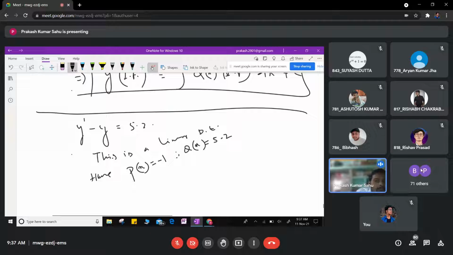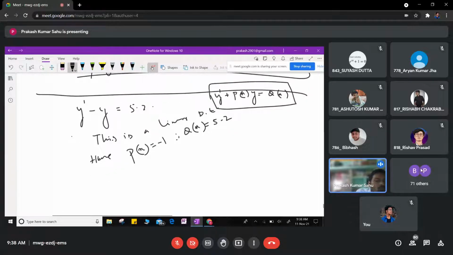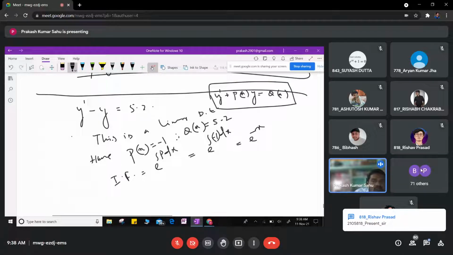Because what is the formula? This is y dash plus px into y is equal to qx. So this is a linear differential equation. Here px is equal to minus 1, qx is equal to 5.2. So you find the integrating factor. Your integrating factor is e to the power integration of p dx, and this is nothing but e to the power integration of minus 1 dx, which is equal to e to the power minus x. The integrating factor is e to the power minus x.